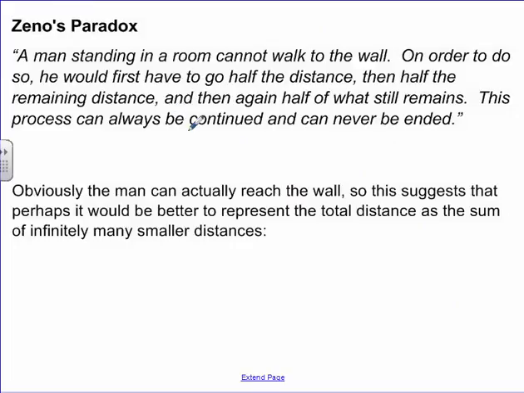It's like a thought experiment, and I might have even described this before in a video. This is Zeno's paradox. The idea is basically a man standing in a room has a rule. He cannot walk to the wall. What he's allowed to do, though, is, on order, walk half the distance there, and then half the remaining distance. He's allowed to do half at a time.